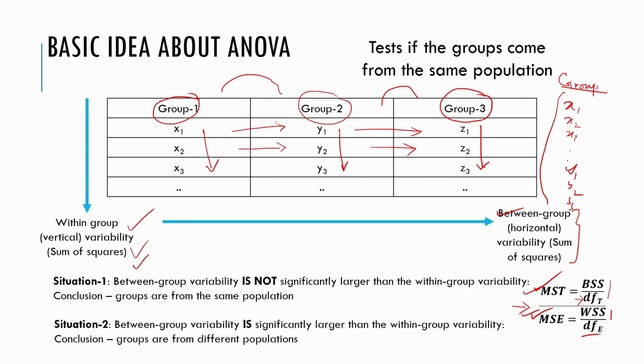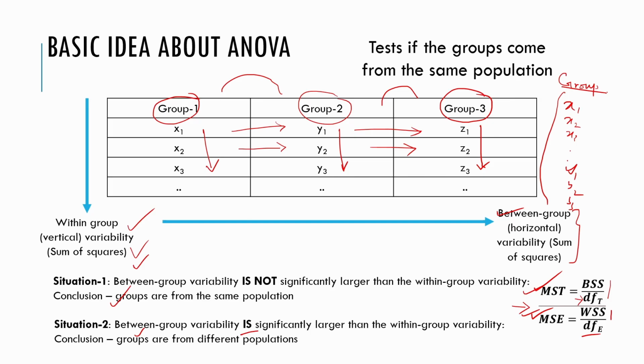Therefore there can be two types of situations. Situation 1: the between group variability is not significantly larger than the within group variability. In that case, our conclusion will be that the groups are from a single population, that is the population is the same and there are no such differences between these three groups. Situation 2: the between group variability is actually significantly larger than the within group variability. That means these groups do not come from the same population and they are different from each other. So this is how normal ANOVA is designed and implemented.